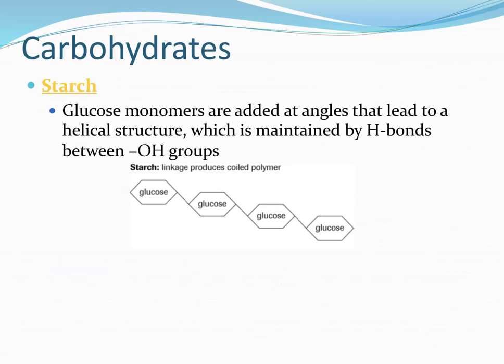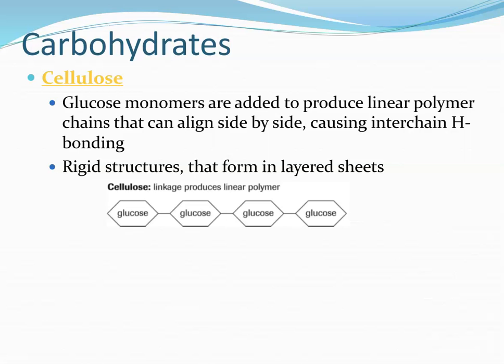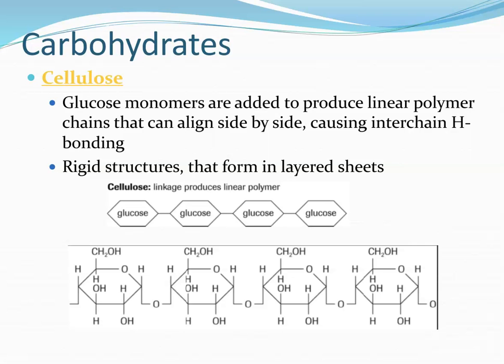Starch is a chain of repeating glucose monomers. It has linkages that form a coiled polymer. Cellulose is also a chain of repeating glucose monomers. It has linkages that form a linear polymer.